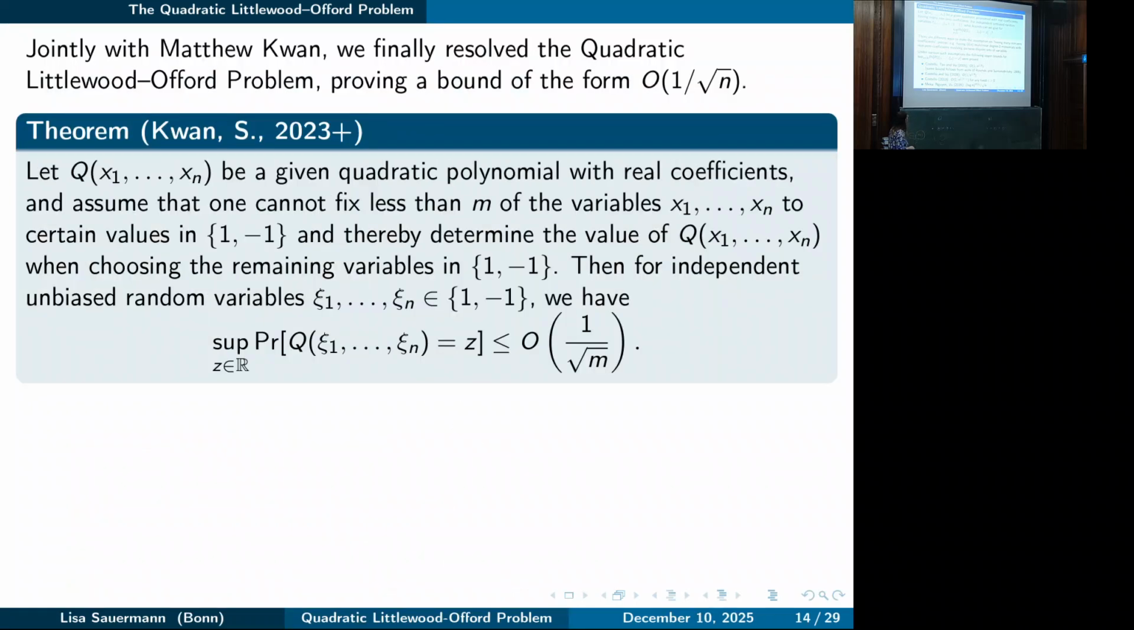And then Nguyen and Vu proved a result which was more general for any degree d, that we already saw on one of the previous slides, with this logarithmic term in the numerator. That is in some sense already pretty close to the conjecture of 1 over square root n, but still not quite there because we still have this logarithmic term. What I want to talk about today is joint work with Matthew Kwan, in which we finally resolved this problem, proving the sharp bound on the order of 1 over square root n.